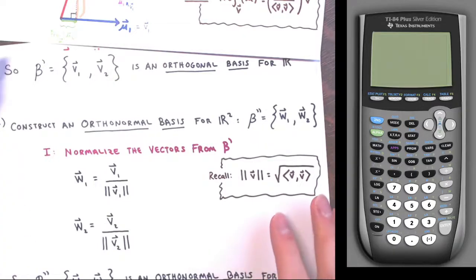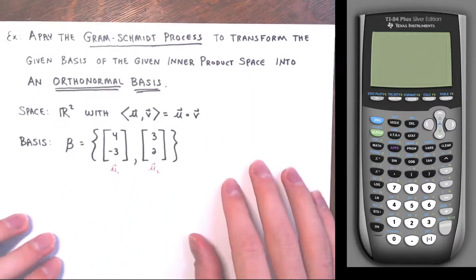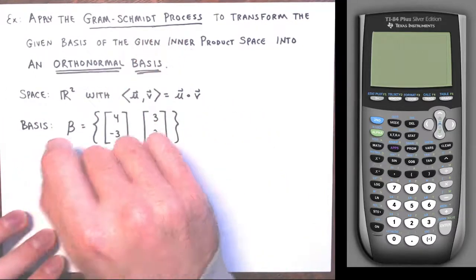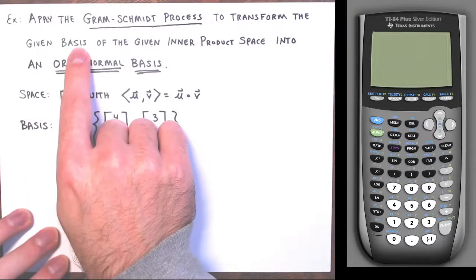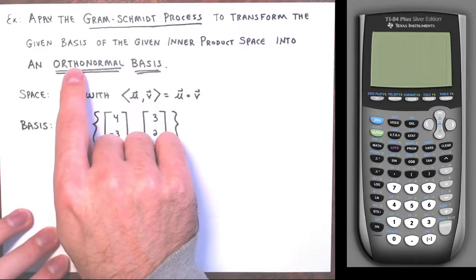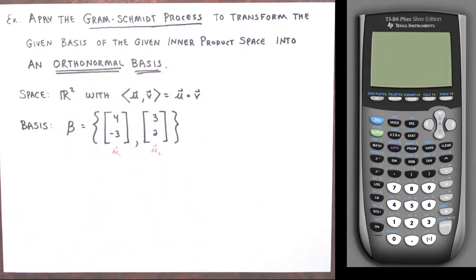All right, so let's do an example. I'm just in R2 right now. We'll go to other spaces later. So my first example is, apply the Gram-Schmidt process to transform the given basis of the given inner product space into an orthonormal basis. I'm going to go through these steps of first transforming it into an orthogonal basis, and then just normalizing the vectors to make an orthonormal basis.